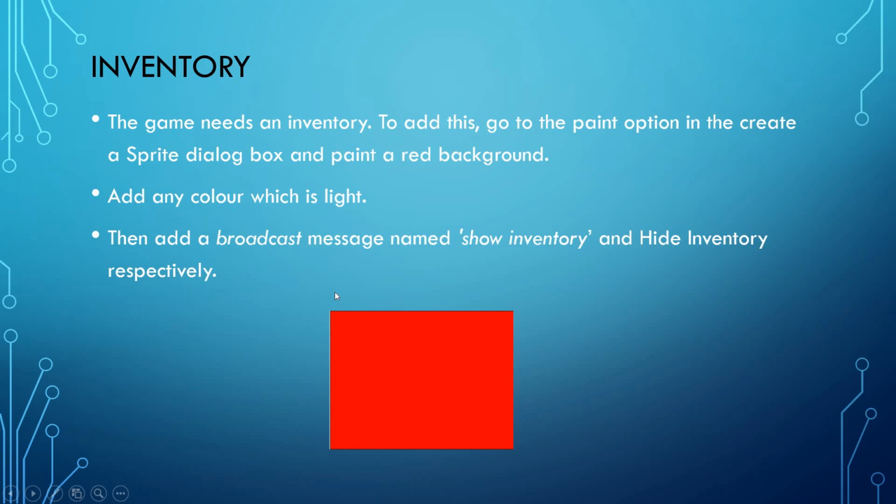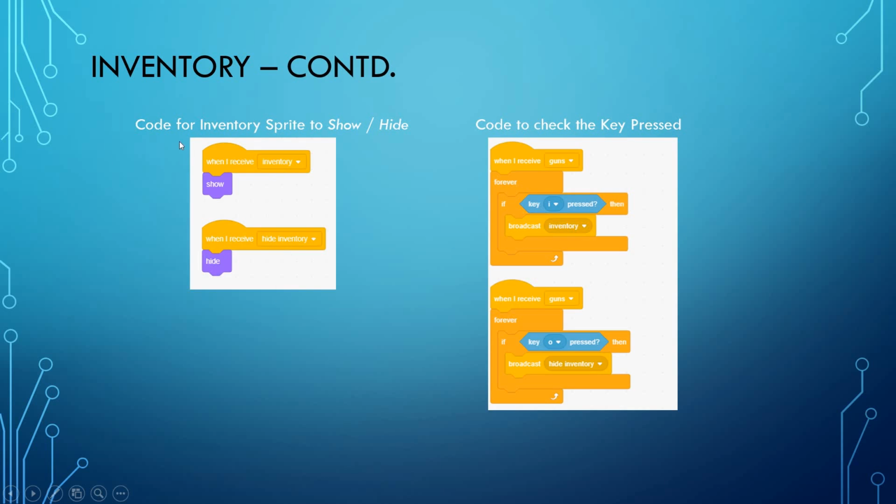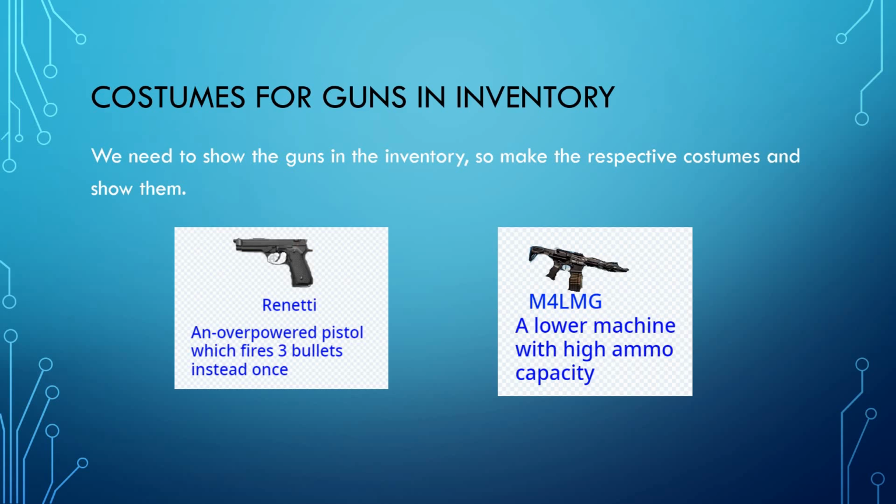Then add a broadcast message named show inventory and hide inventory respectively in the inventory sprite. As shown here, we can use this code to show and hide. So whenever it receives guns, only this code works. So if you press I, it will broadcast inventory to show the inventory, and when you press O, it just broadcasts hide inventory, and when the inventory receives hide inventory, it hides.